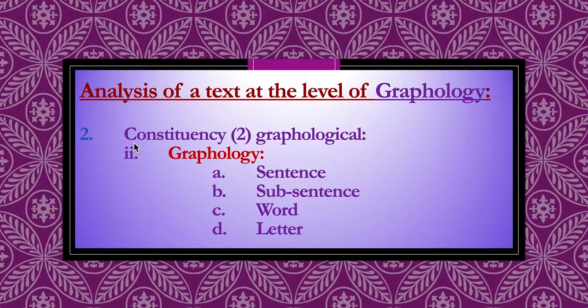Okay, so this is the second point, constituency, second graphological. Our first point was constituency, first phonological, in lesson 3, but in lesson 4 it is all about graphology. So we have constituency, second level graphological, means graphological level of constituency, graphical level of interpretation of a text. And here we will talk about these topics: graphology, what is graphology, sentence, sub-sentence, word, letter. Okay, so we move on.